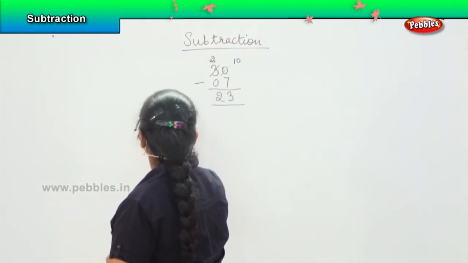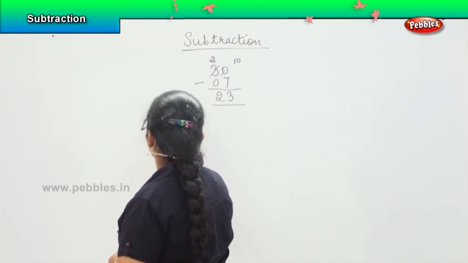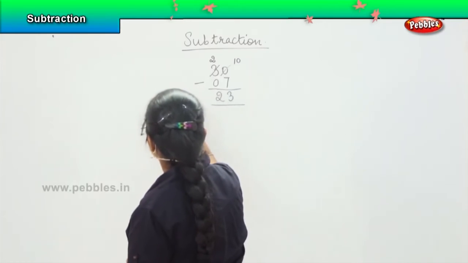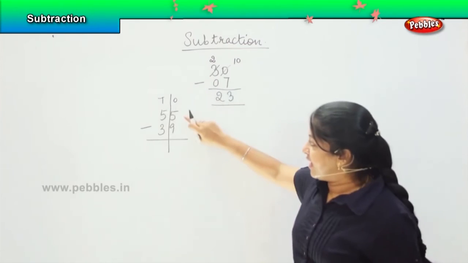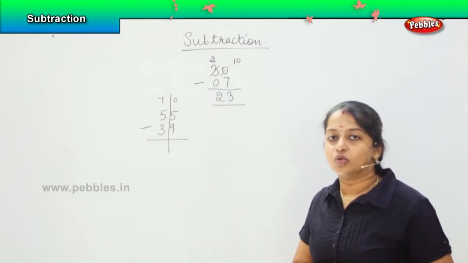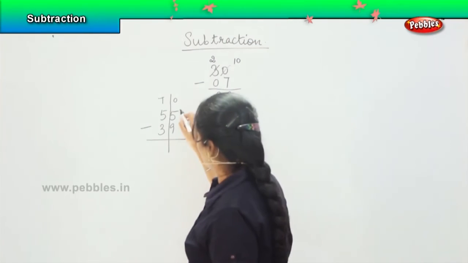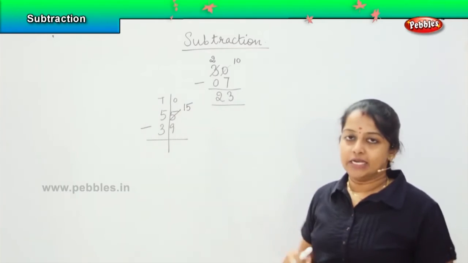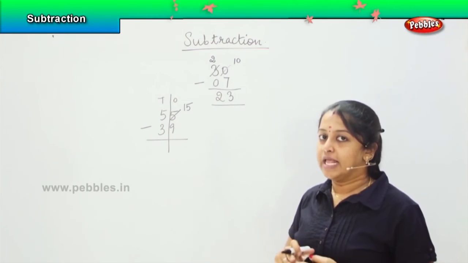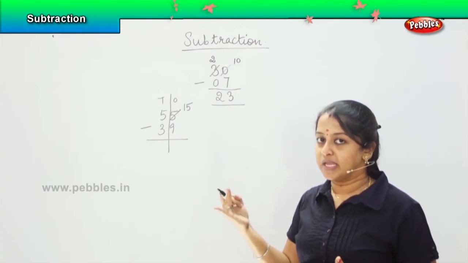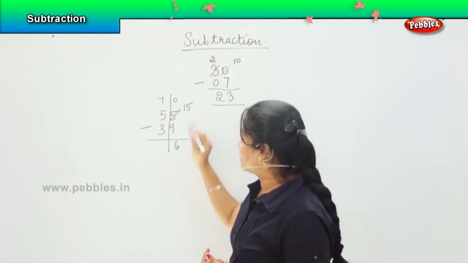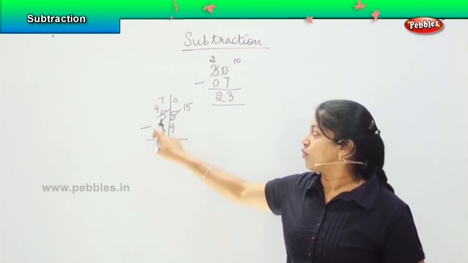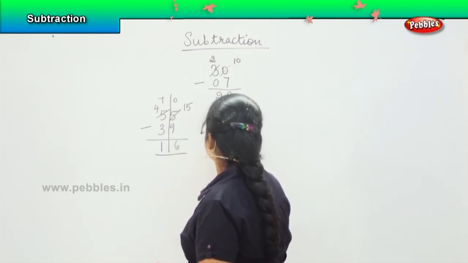Okay. 55 minus 39. Okay. So, again the tens and ones. Now, 5 is smaller than 9. It is not possible for me to do the subtraction. So, I will borrow from tens. It will become 15. So, 15 minus 9, 14, 13, 12, 11, 10, 9, 8, 7 and 6. Now, since I have borrowed 1 from here, this will be reduced by 1 number. So, it will become 4. So, 4 minus 3 is 1. So, my answer is 16.